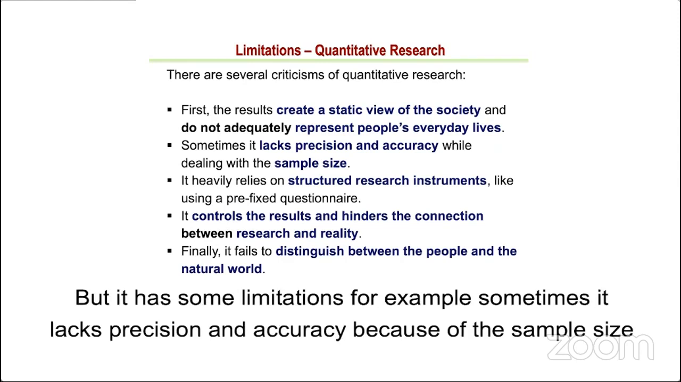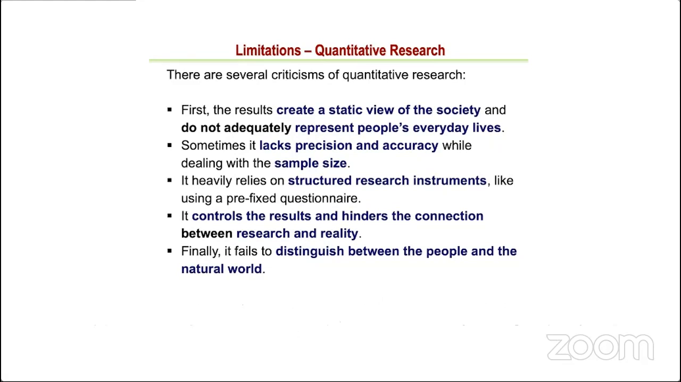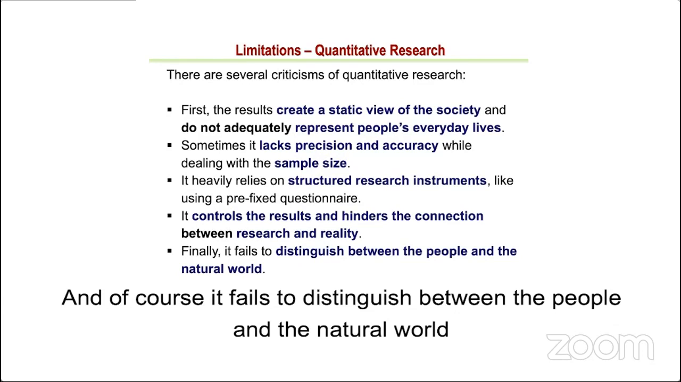For example, sometimes it lacks precision and accuracy because of the sample size. Sometimes we rely on a small number of surveys. It also hinders the connection between the work we are conducting and the reality. And of course, it fails to distinguish between the people and the natural world.